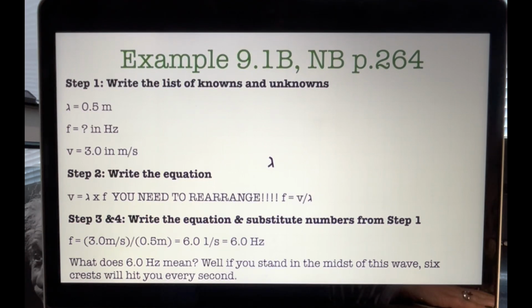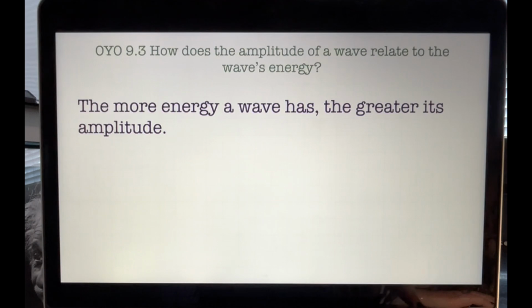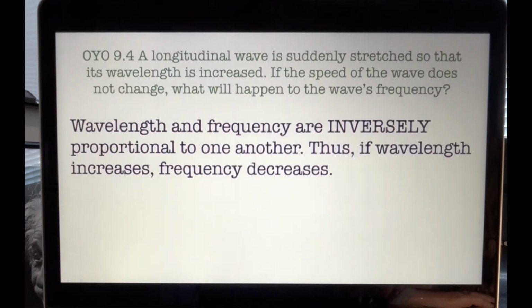And what does that even mean to you? Well, it means that if you stand in the midst of the wave, 6 crests will hit you every second. On your own, 9.3, how does the amplitude of a wave relate to the wave's energy? The more energy a wave has, the greater its amplitude. On your own, 9.4, a longitudinal wave is suddenly stretched so that its wavelength is increased. If the speed of the wave does not change, what will happen to the wave's frequency? Again, wavelength and frequency are inversely proportional to one another. So if the wavelength increases, frequency will decrease.